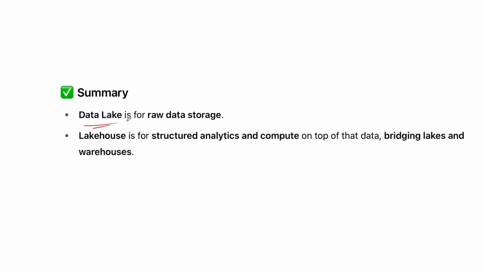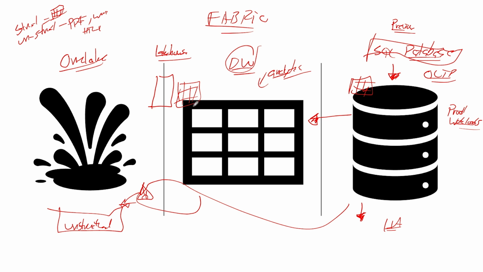The data lake, right, OneLake, is for raw data storage. Okay, again, PDF, HTML, Word docs, that kind of stuff. Lakehouse is for structured analytics and compute. That's kind of weird. Structured analytics. Okay, well, so is a data warehouse. On top of that data, that bridges lakehouses into warehouses. All right, but I am not sure when I would choose a lakehouse over a data warehouse.